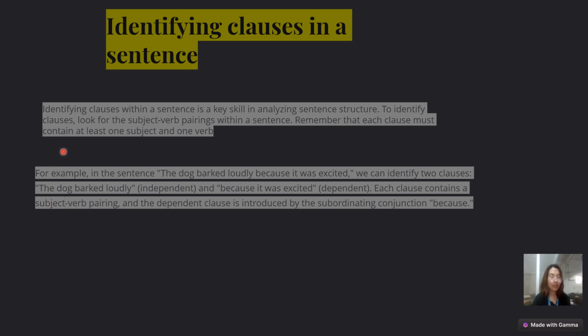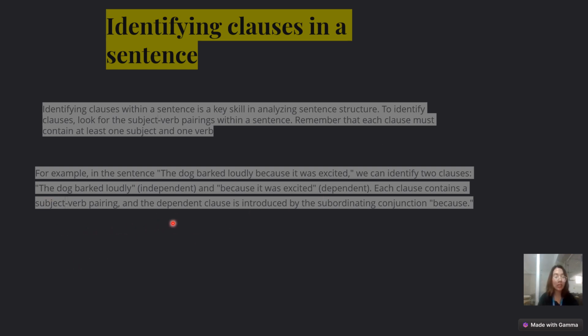Let's all read together. Identifying clauses within a sentence is a key skill in analyzing sentence structure. To identify clauses, look for the subject-verb pairings within a sentence. Remember that each clause must contain at least one subject and one verb. This part we have discussed in the previous video, and here there is an example.